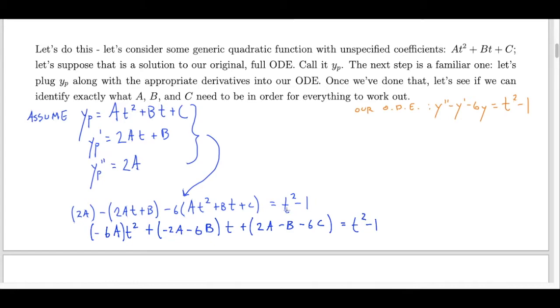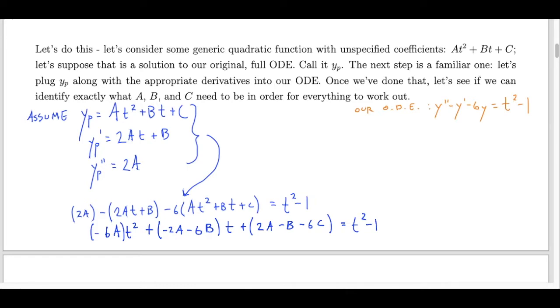So on the left-hand side, I distributed through all of the parentheses, and then I've gathered all of my t squared terms. I just have this one. And then I gathered all of my t terms and I factored out the t. And then lastly, I've gathered all of the t to the 0, or all of the constant terms. Remember that my goal is to solve for a, b, and c. It sort of feels like I don't have enough information here. There are 3 unknowns, a, b, and c, but there's only one equation.